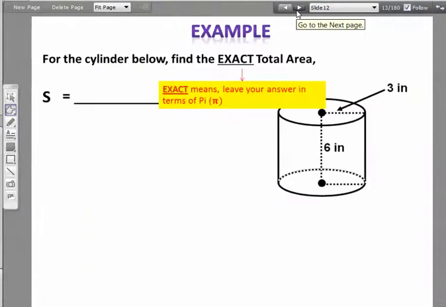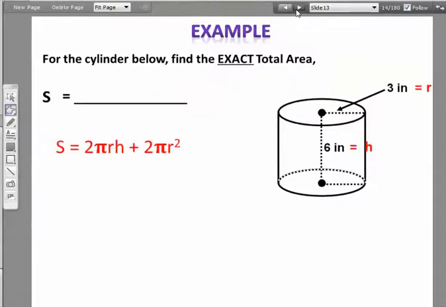So let's do some examples. It says for the cylinder below, find the exact total area. Now I put this here. Exact means to leave your answer in terms of pi, and I'm going to show you what that means in just a moment. So here's my formula that I just showed you and how we put that formula all together. And you notice the only variables you're going to need are the radius and your height. Both of them are given to us in the figure.